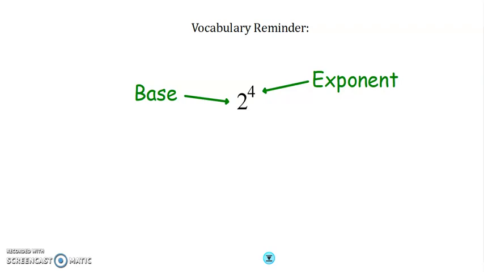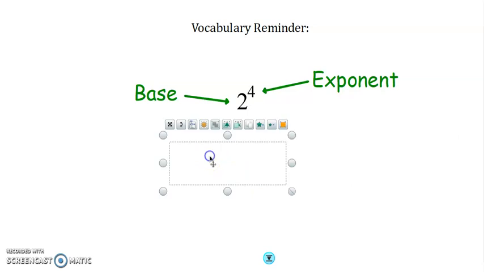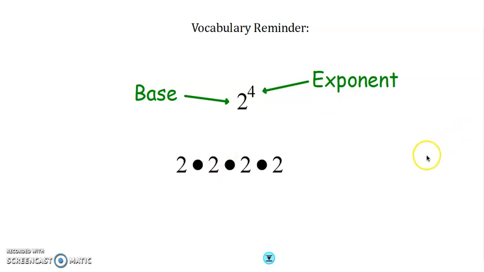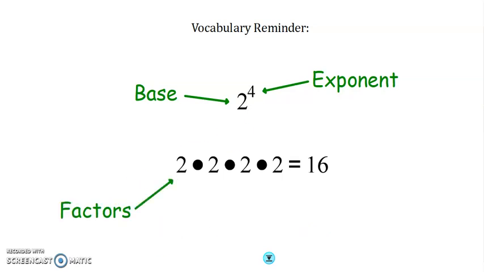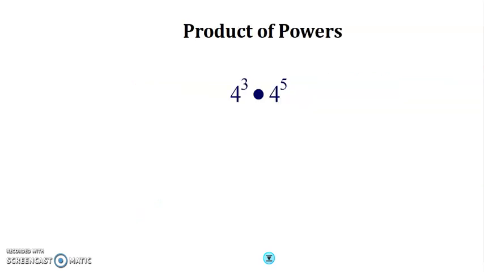Now also be careful, 2 to the 4th power is not the same thing as 2 times 4. That is actually 2 times 2 times 2 times 2, and this is what it would look like. That is equal to 16. Those 4 2's that we have there are what we call our factors. So the exponent tells me how many factors there are of the base. So in this case there's 4 of them. Let's take a look at some examples here.